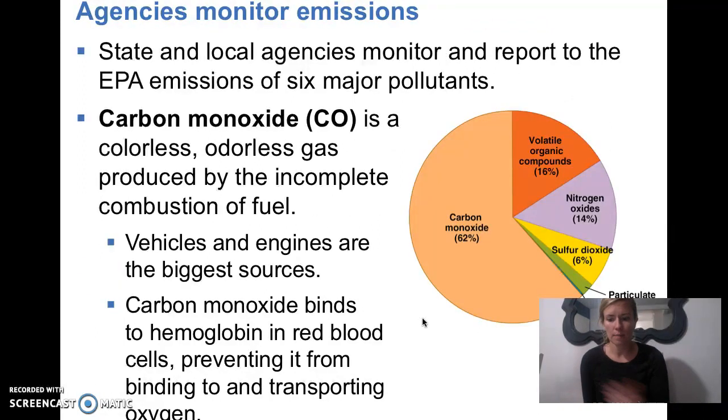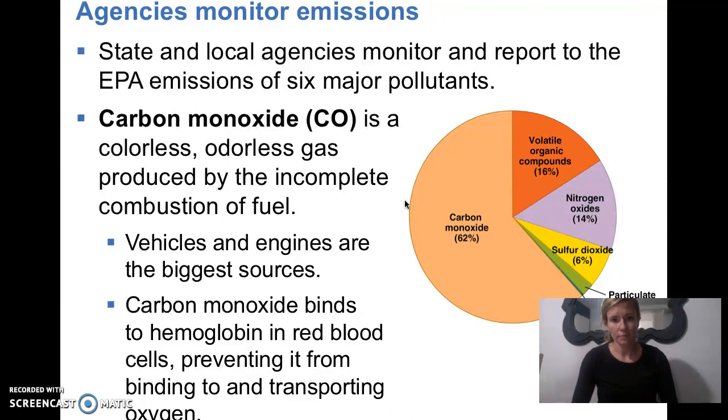So these agencies that monitor these emissions can be state or local, and they report to the EPA the amount of 6 major pollutants. The first one is carbon monoxide. Carbon monoxide makes up 62% of the pollution. It's a colorless, odorless gas produced by the incomplete combustion of fuel. So it is released anytime there's fuel being burned, most notably from cars. Vehicles and engines are the biggest source.